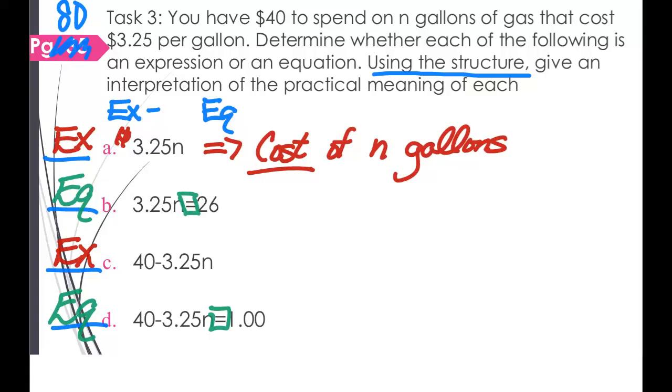Okay? All right, letter B is 3.25n equals 26. We're not solving. I want to know, what does this mean in terms of my problem? Okay. I'm not trying to solve. Solving it might be helpful though. But what's going on when I give you that equation?